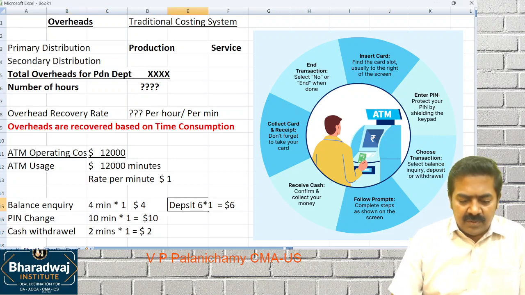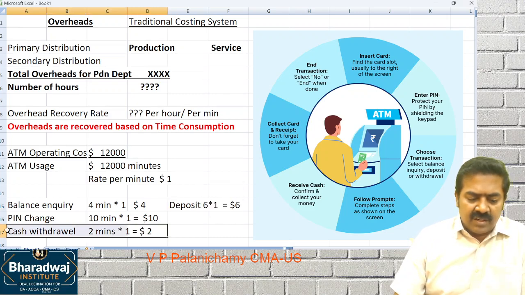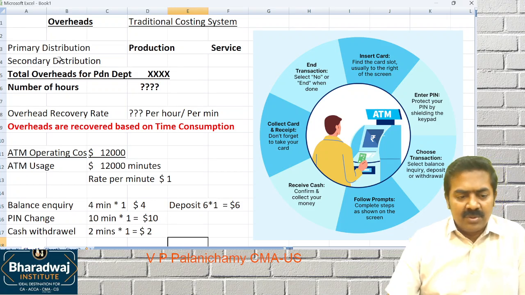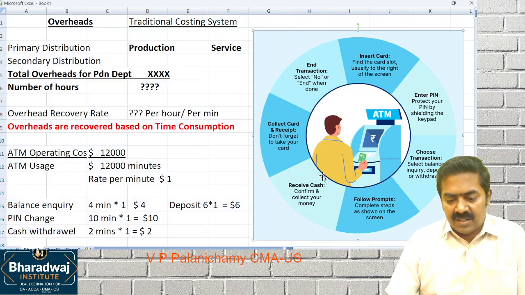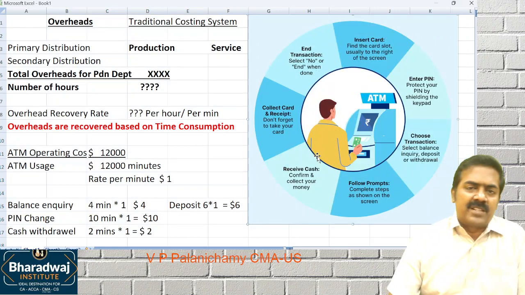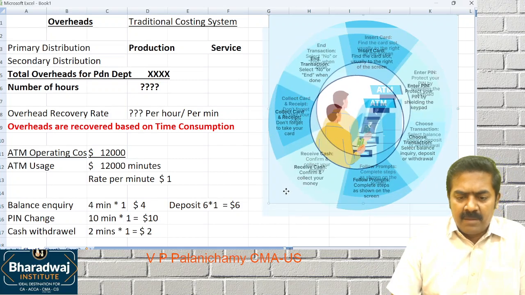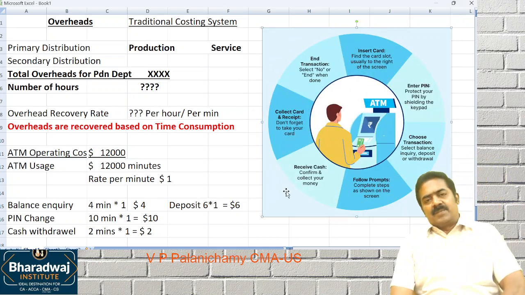A person going for a cash deposit, the money comes into the bank, and for him you are charging $6. But a person going for cash withdrawal, you are charging only $2. So this traditional costing system is not a good system. It may be okay for certain operating machines, but it is not always the best for charging cost to the customer.